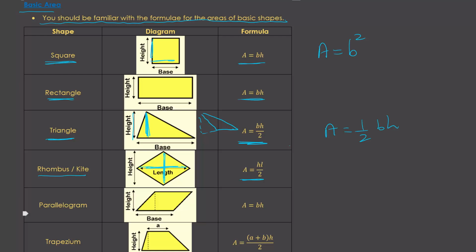So for a parallelogram, it's the base times the height. We should note that a rhombus is a parallelogram as well as being a kite. So for a rhombus, you might use the parallelogram formula if that's the information that you have.